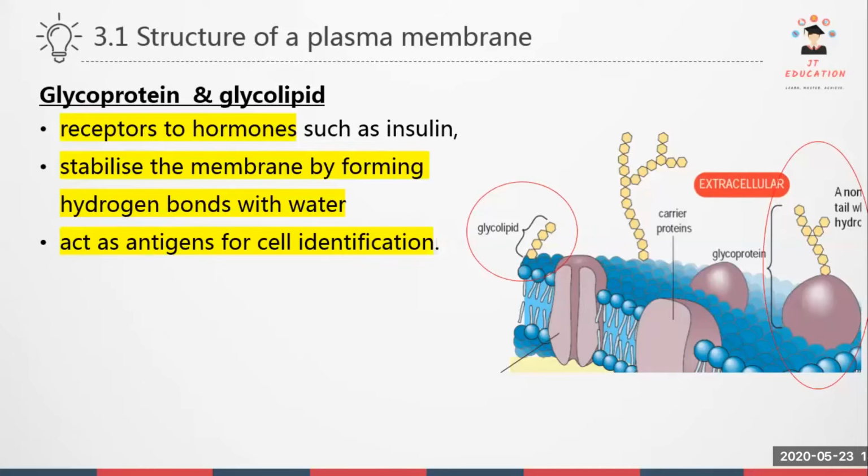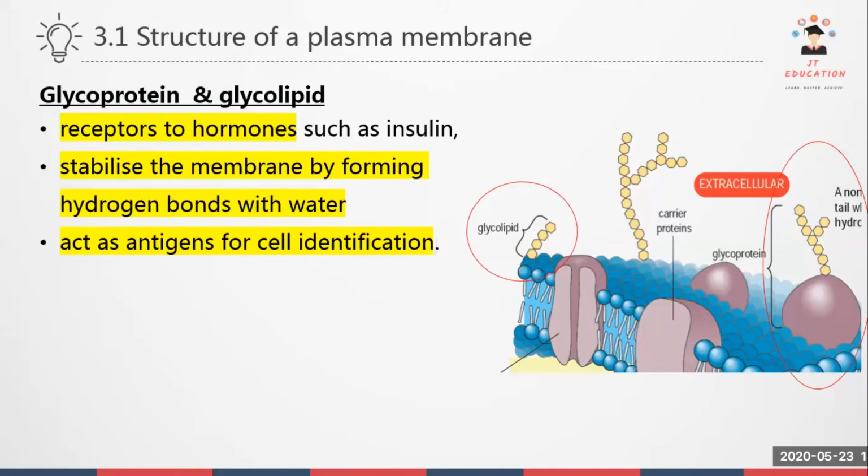On the plasma membrane, we have glycoprotein and glycolipid. They act as receptors to hormones such as insulin. In the previous class, I discussed what insulin is. Insulin in our body helps to lower blood sugar level. Glycoprotein and glycolipid also stabilize the membrane by forming hydrogen bonds with water. So it will be stable, it will not break.